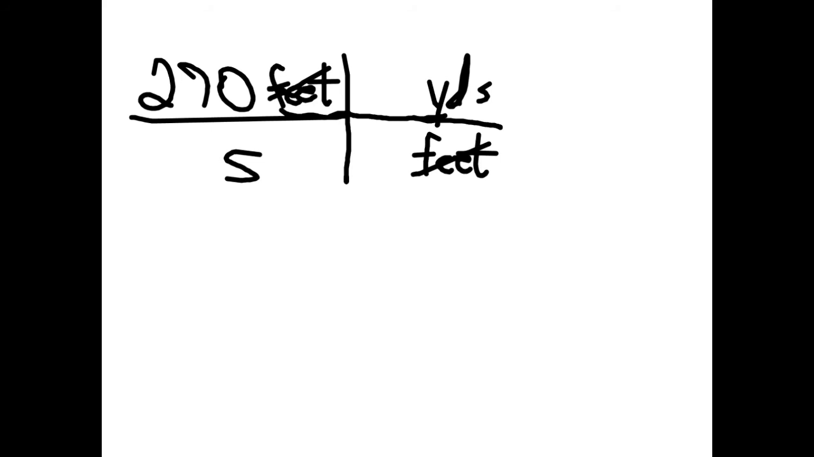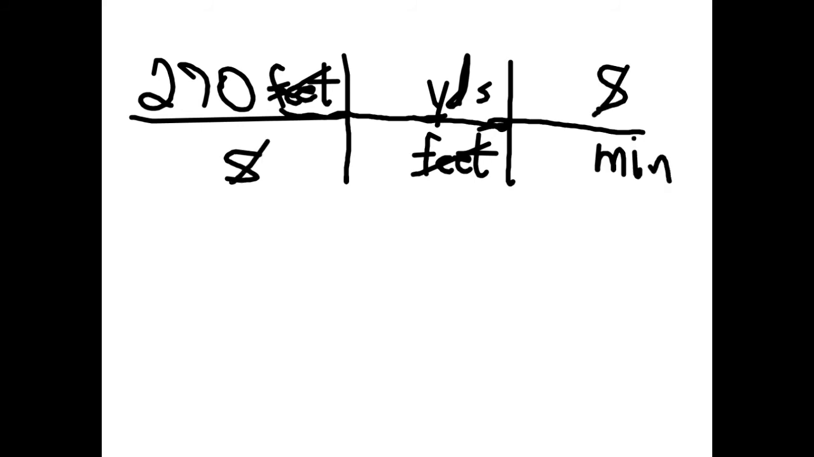Now, I want to convert seconds to what? Minutes. Now this is going to be backwards because seconds are on the bottom, so if I want to get rid of them, I have to put the seconds where? On top. Seconds on top, and that means what goes on the bottom? Seconds are gone. What am I left with? Yards per minute.